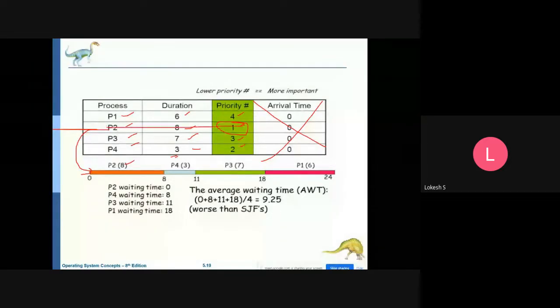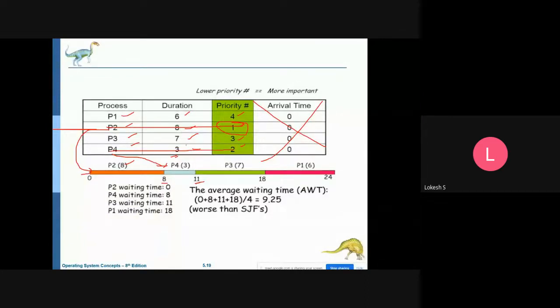Now the second priority is P4. P4 will be executed on the CPU. At 8 seconds P4 is allowed. P4's burst time is 3, so 8 plus 3 is 11. Now this is also over.